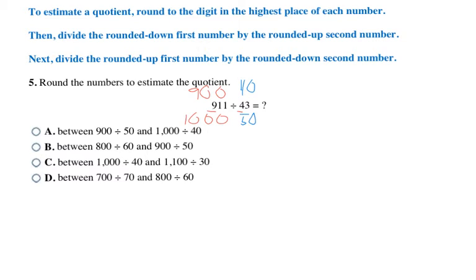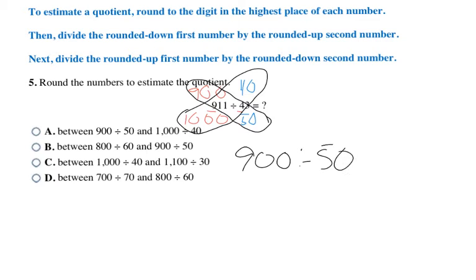And so this is when I divide the smaller number by the bigger number, and then the bigger number by the smaller number. So it's going to be 900 divided by 50 to get the smaller number that my answer is between, and then 1,000 divided by 40 to get the bigger number that my answer would be between. And so that's going to make my answer choice A.